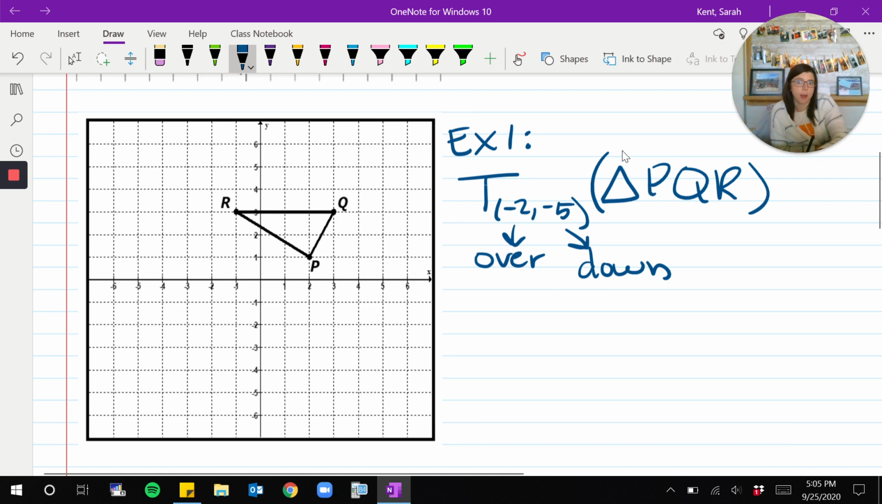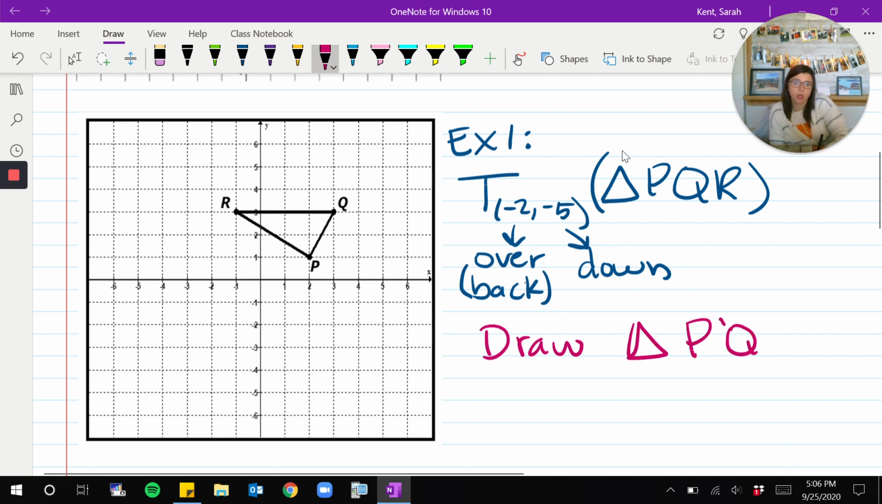So again, that first number is how many over. Since this is a negative, again, I want to go backwards. And -5 means I'll go down 5. So if I look at my graph, I need to move all 3 points because I want to be able to draw triangle P prime, Q prime, R prime. Again, this little notation here, prime, means new, the new point P.